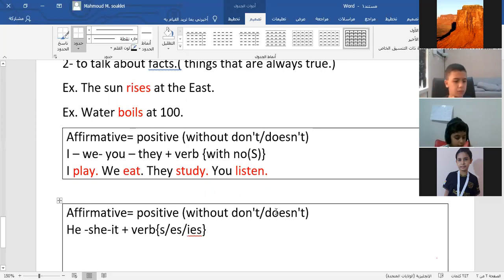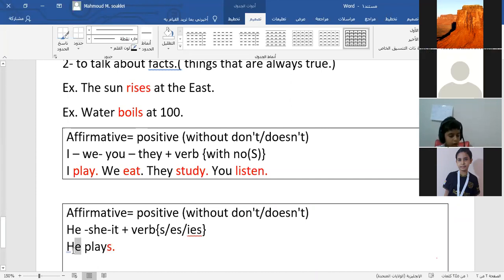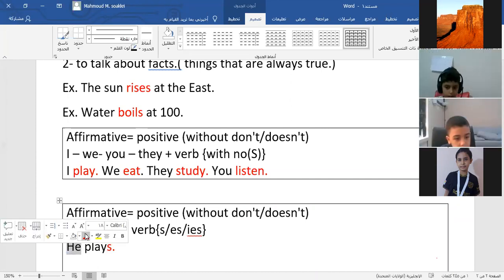Let's take the first example. The verb ends with s. For example, he plays. Look here at the verb play. What is the change here? The change is that we add s to the end of the verb. And why did this happen? Why did we put s here? This happened because the subject changed. It becomes he. With he, we add s.